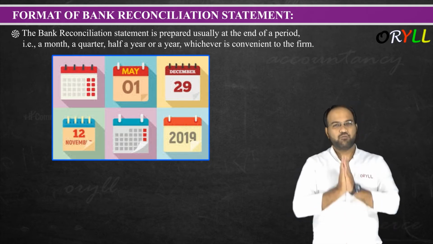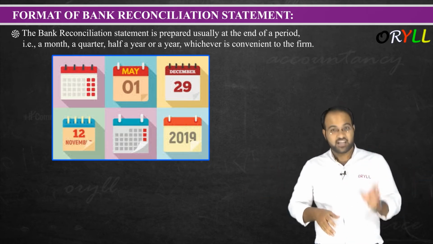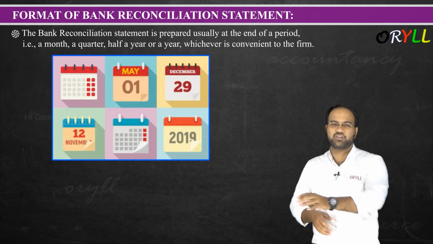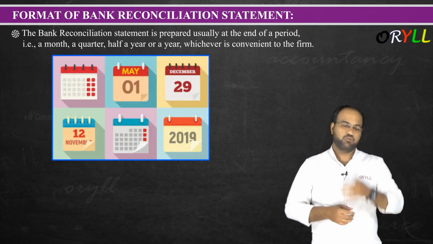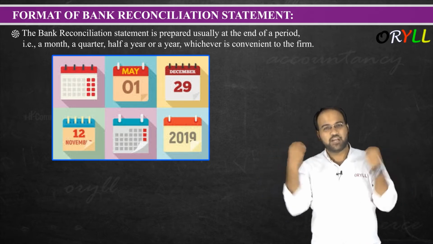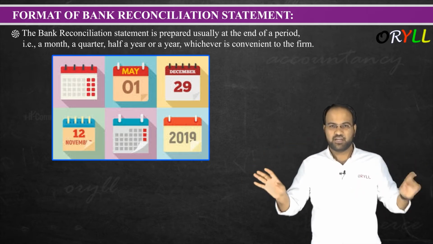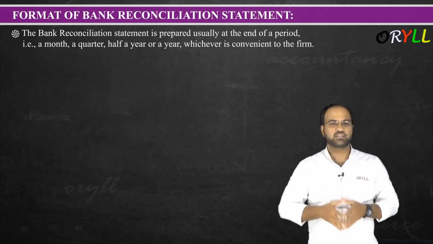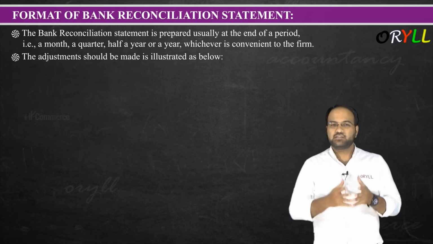Got it? Generally, I am saying it is prepared after a month, after a quarter, like 3 months, 4 months, or after 6 months, or after 12 months. But whenever you want, you can prepare. Hence, "as on". Next, the adjustments to be made are illustrated as below.